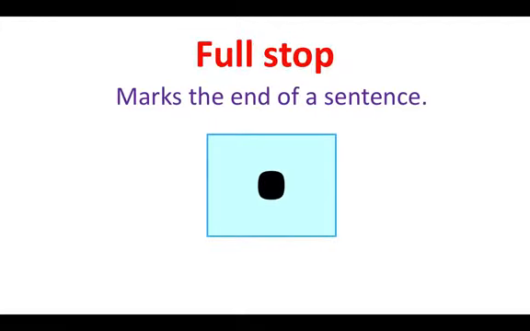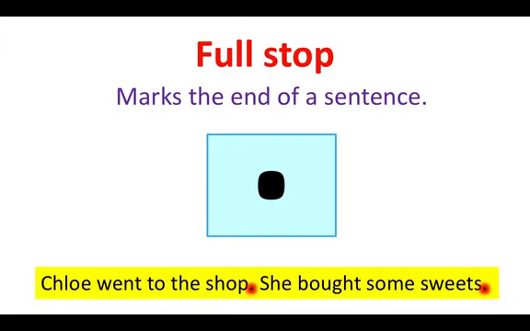Full stop. A full stop marks the end of a sentence. For example, Chloe went to the shop. She bought some sweets.